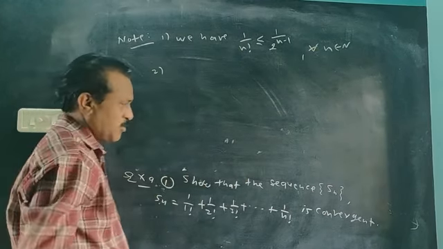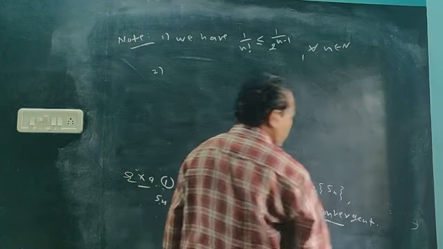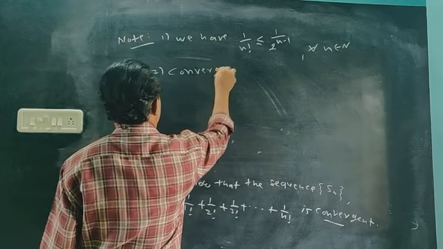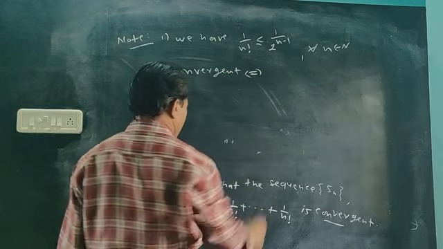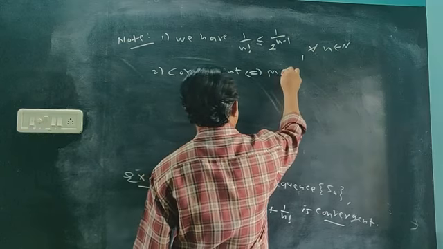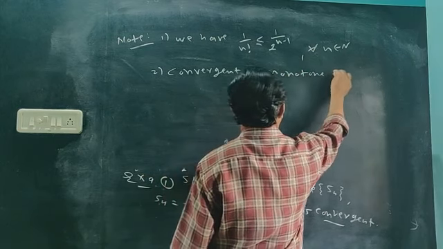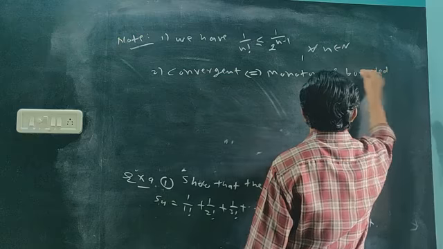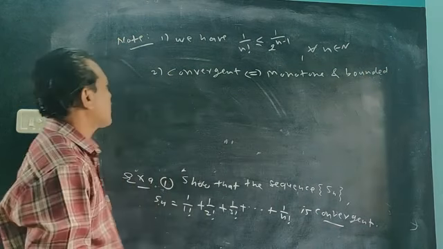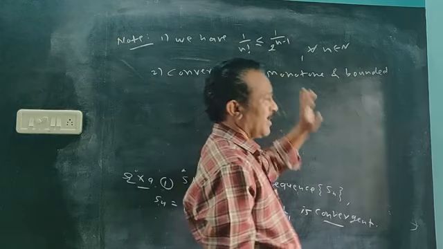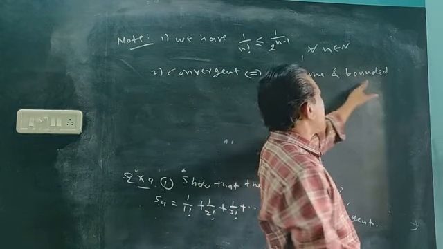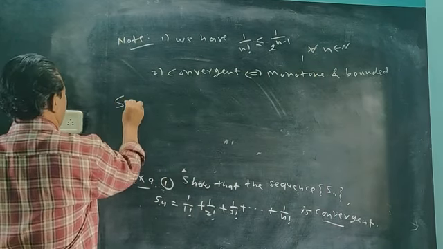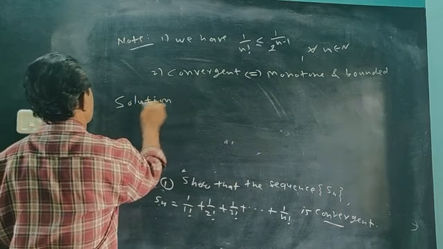And second point, I want to show convergence. Convergence means monotonic, increasing or decreasing, and bounded. We show these two points: a monotonic sequence, increasing or decreasing, one of them, and bounded, then it will be convergent. So these two points I want. Then we start the solution.